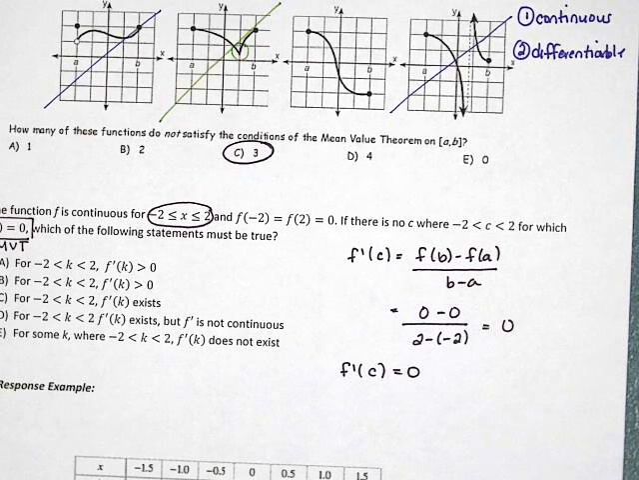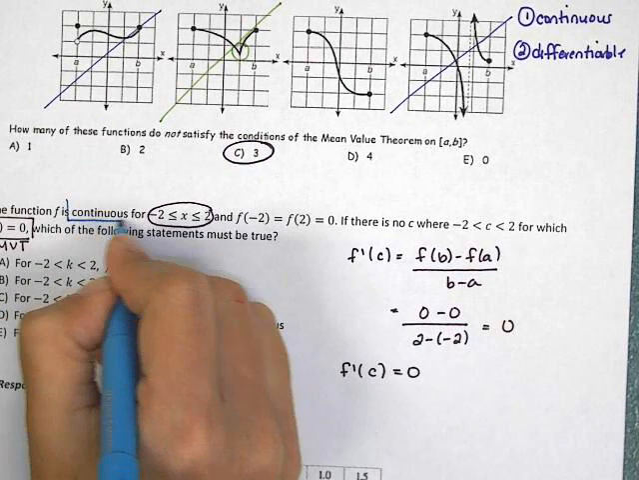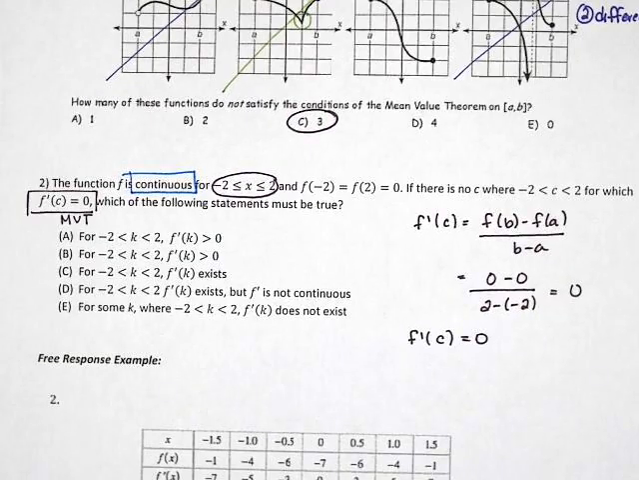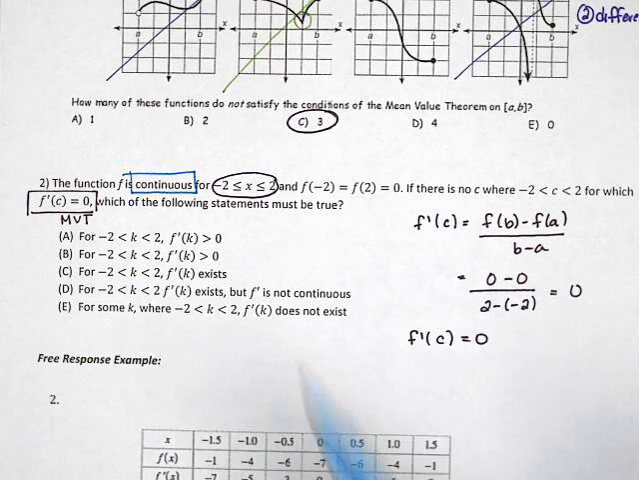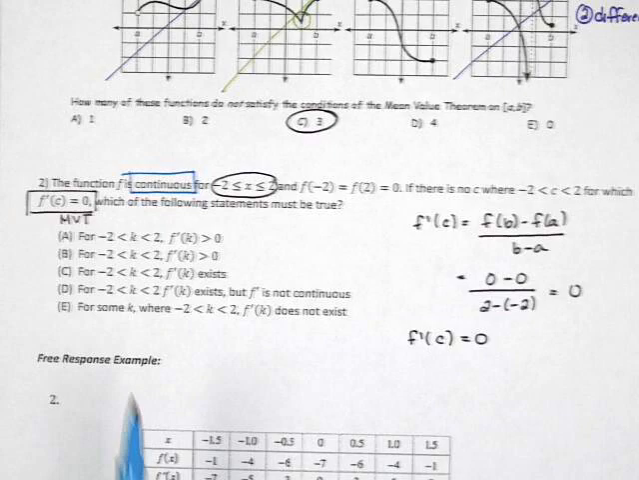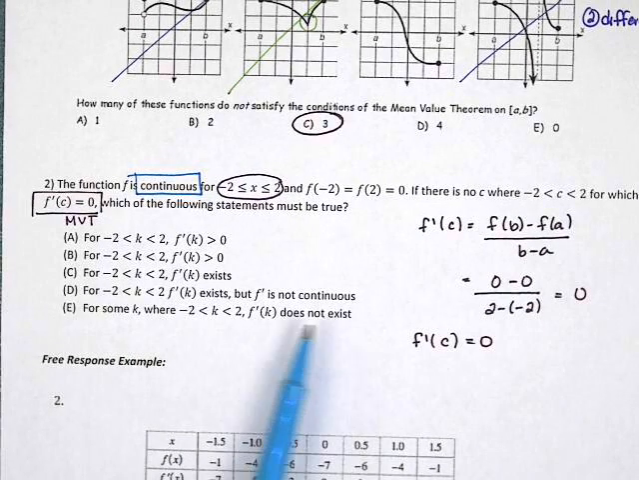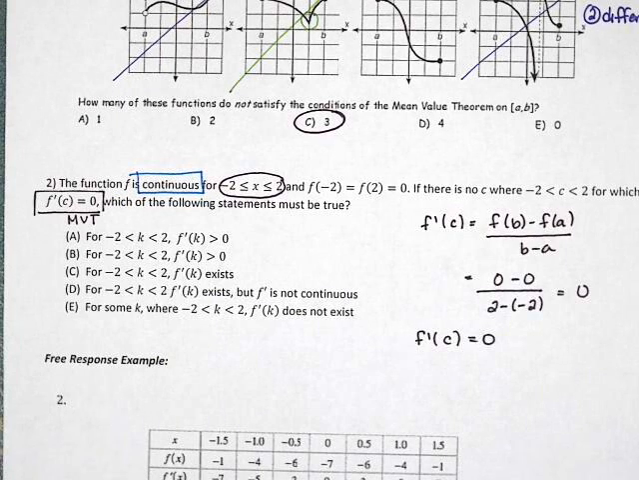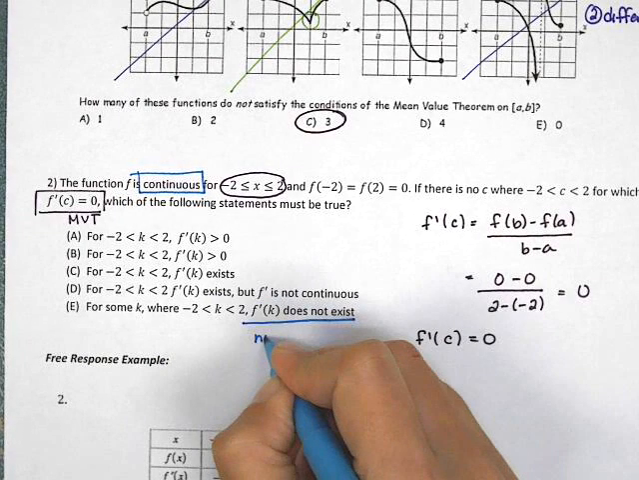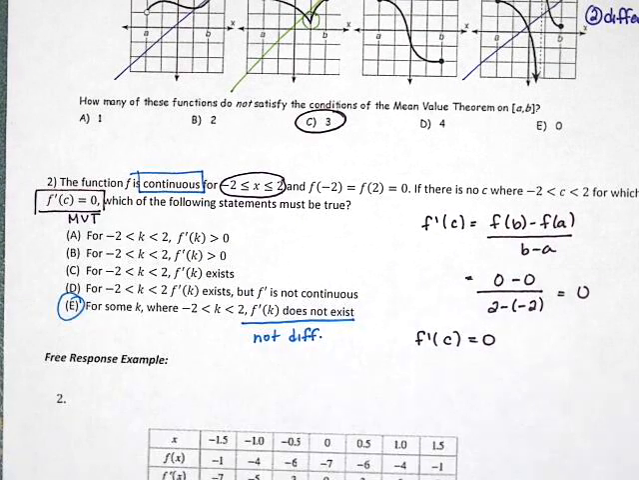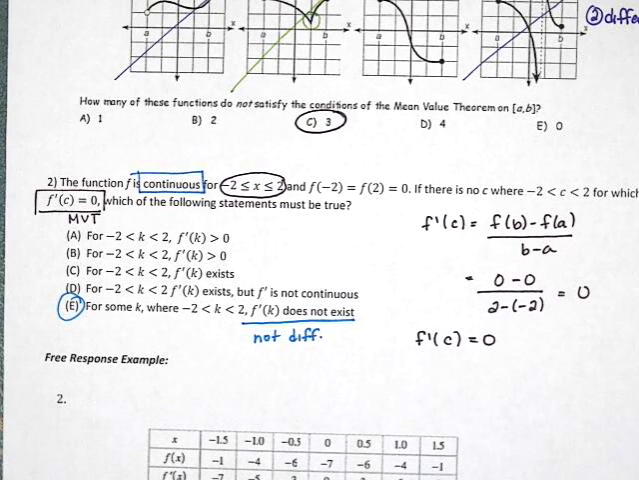So what's wrong? Well, the mean value theorem has 2 conditions. It says we have to be continuous and we have to be differentiable. But this problem says that we're just continuous, which means the issue with this must be that we're not differentiable. So, if I read through these options, the last option said for some k between negative 2 and 2, the derivative does not exist. That means it's not differentiable, which it needs to be. So this must be the reason why I don't equal 0 for my slope.